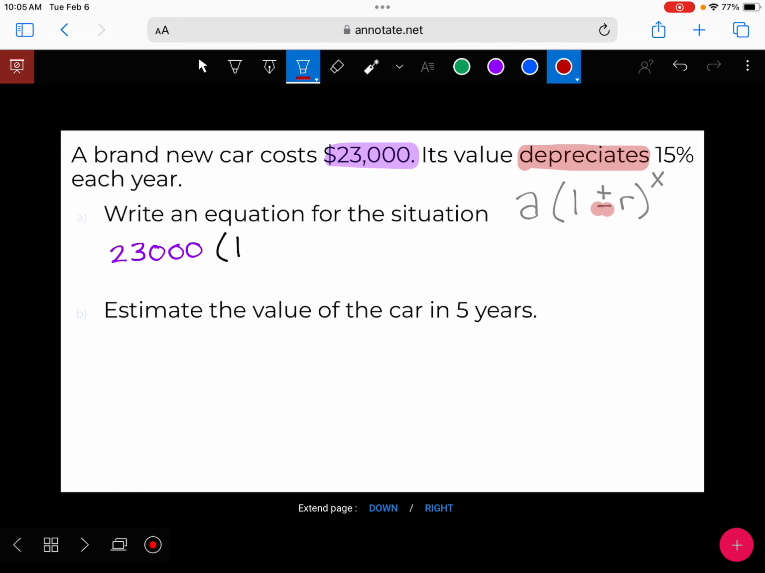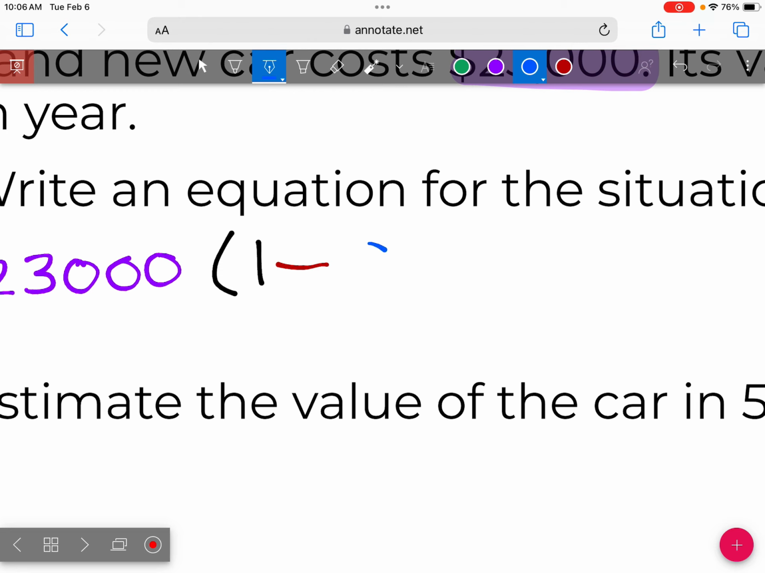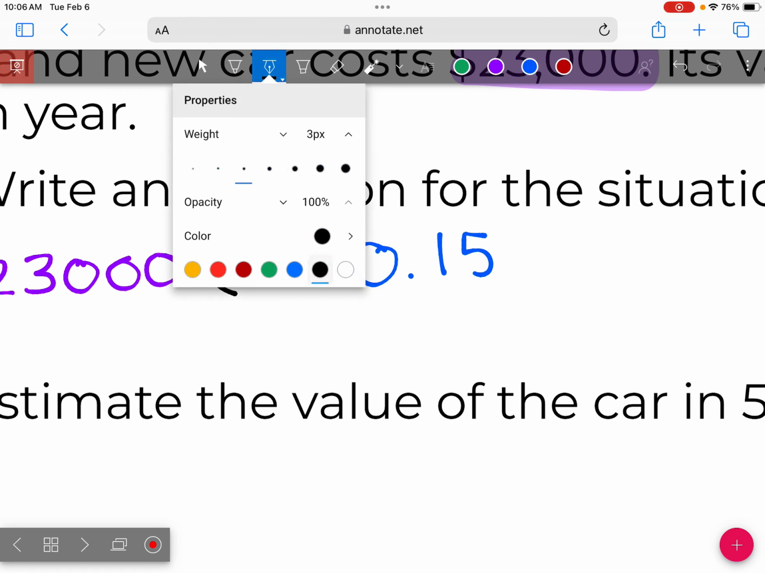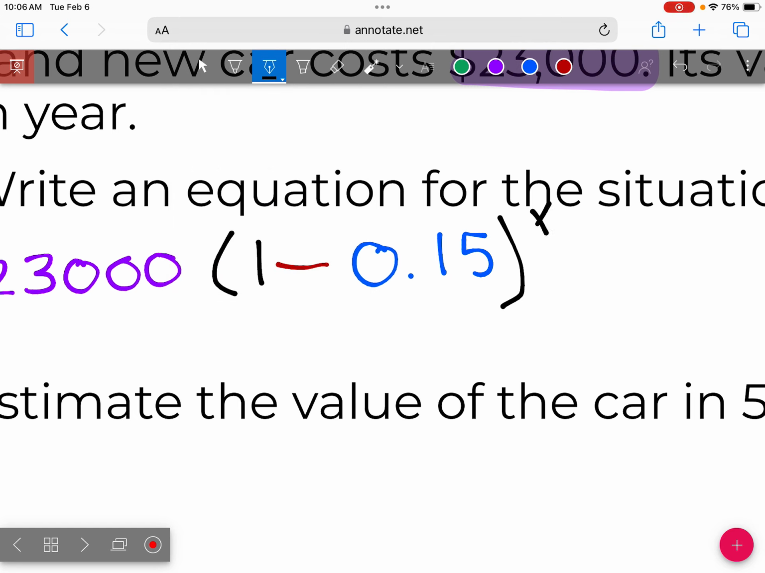Sometimes you'll hear things talk about an investment depreciating or houses, things like that. But more often than not, it's used on cars. And it always means loses value. So depreciation is a form of loss. So that means this is going to decay. What is the rate we're using? 15%. How do we write that as a decimal? 0.15 or .15. I don't care if you put the 0 on it or not. To the X.